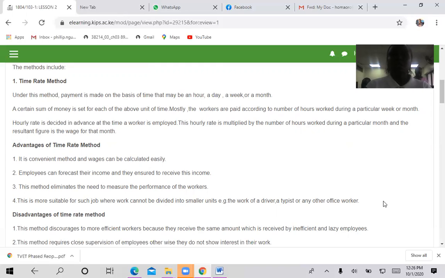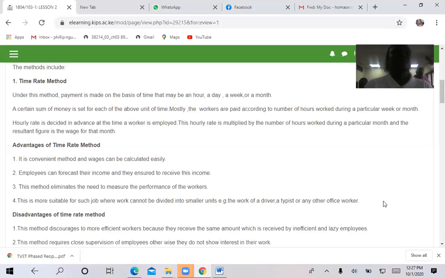So a certain sum of money is set for each of the above units of time. Mostly the workers are paid according to the number of hours worked during a particular week or month. Hourly rate is decided in advance at the time a worker is employed. This hourly rate is multiplied by the number of hours worked during a particular month, and the resultant figure is the wage for that month.